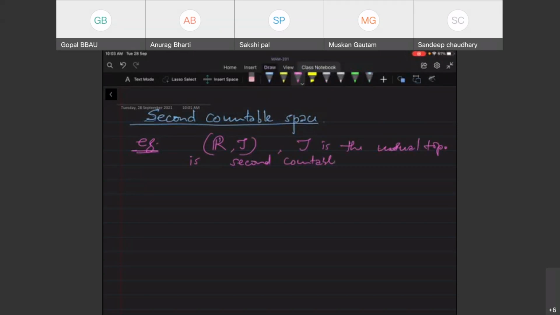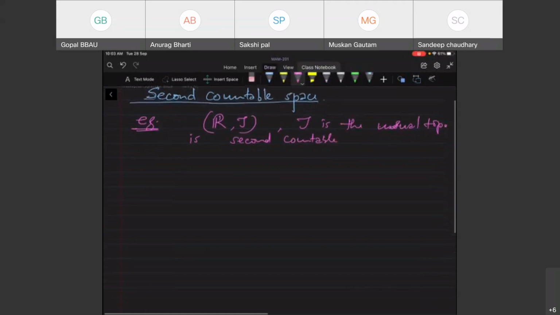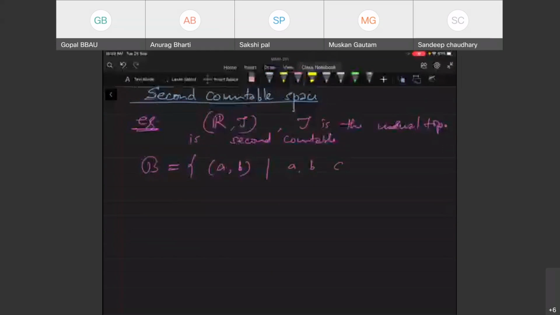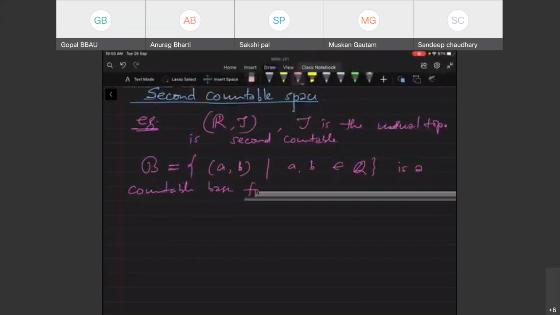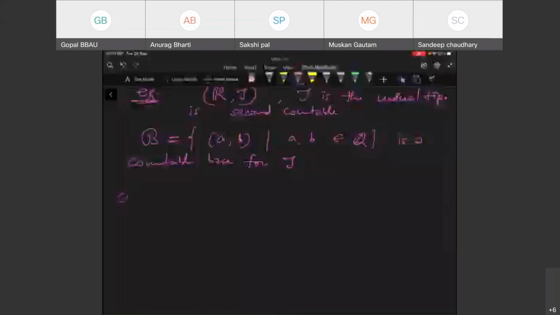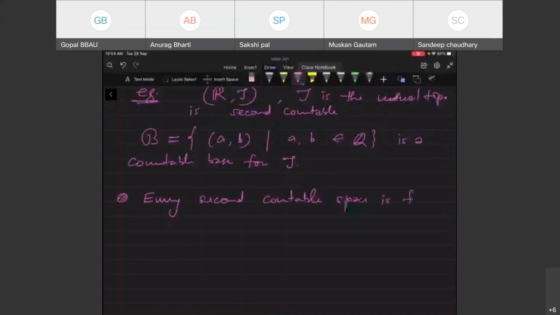Okay, and you may see that the collection of all open intervals where the endpoints are rational forms a countable base for tau. So you have seen that every second countable space is first countable. The converse is not true.